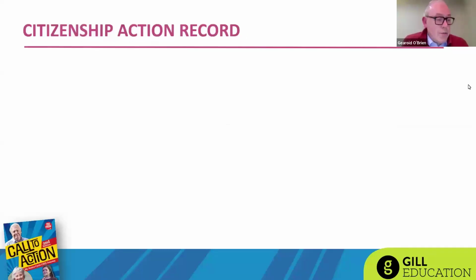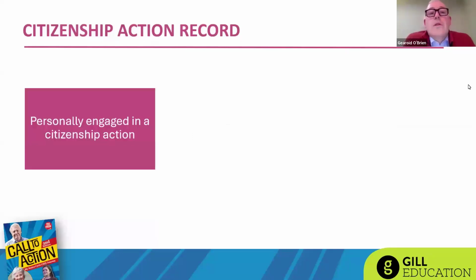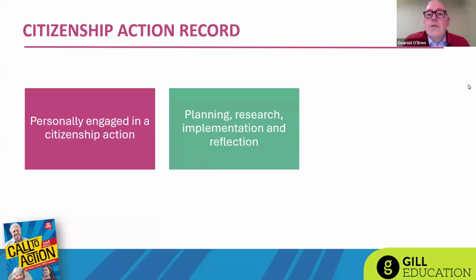So the citizenship action record, what's the process? First of all, it needs to be something that personally engages the student. It needs to involve the planning, the research, the implementation, and the reflection. If you had taught, for example, the old junior cert and the action project, there wasn't as much emphasis given to the planning and the research. It tended to be more on the implementation and the reflection, but the whole process goes into this.